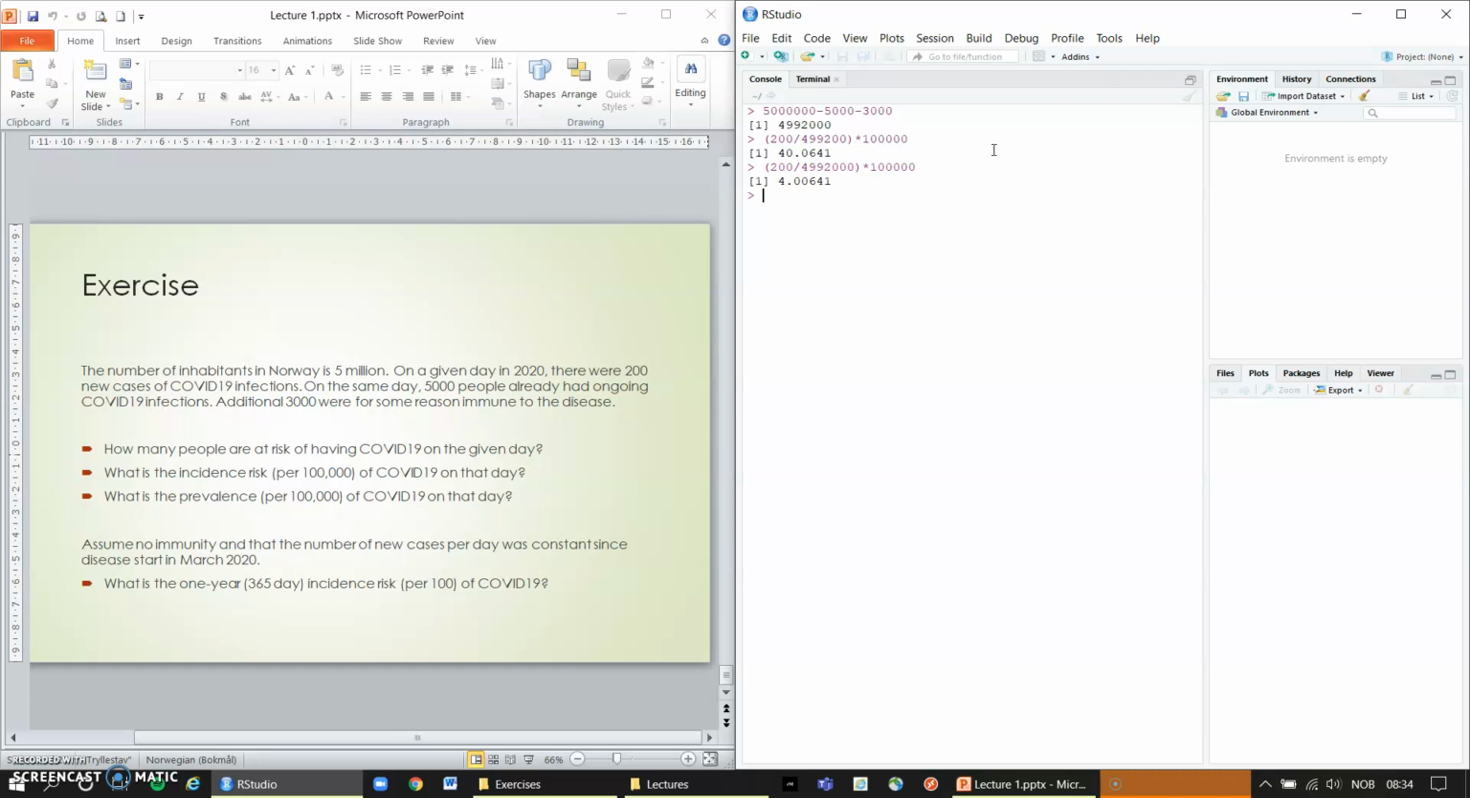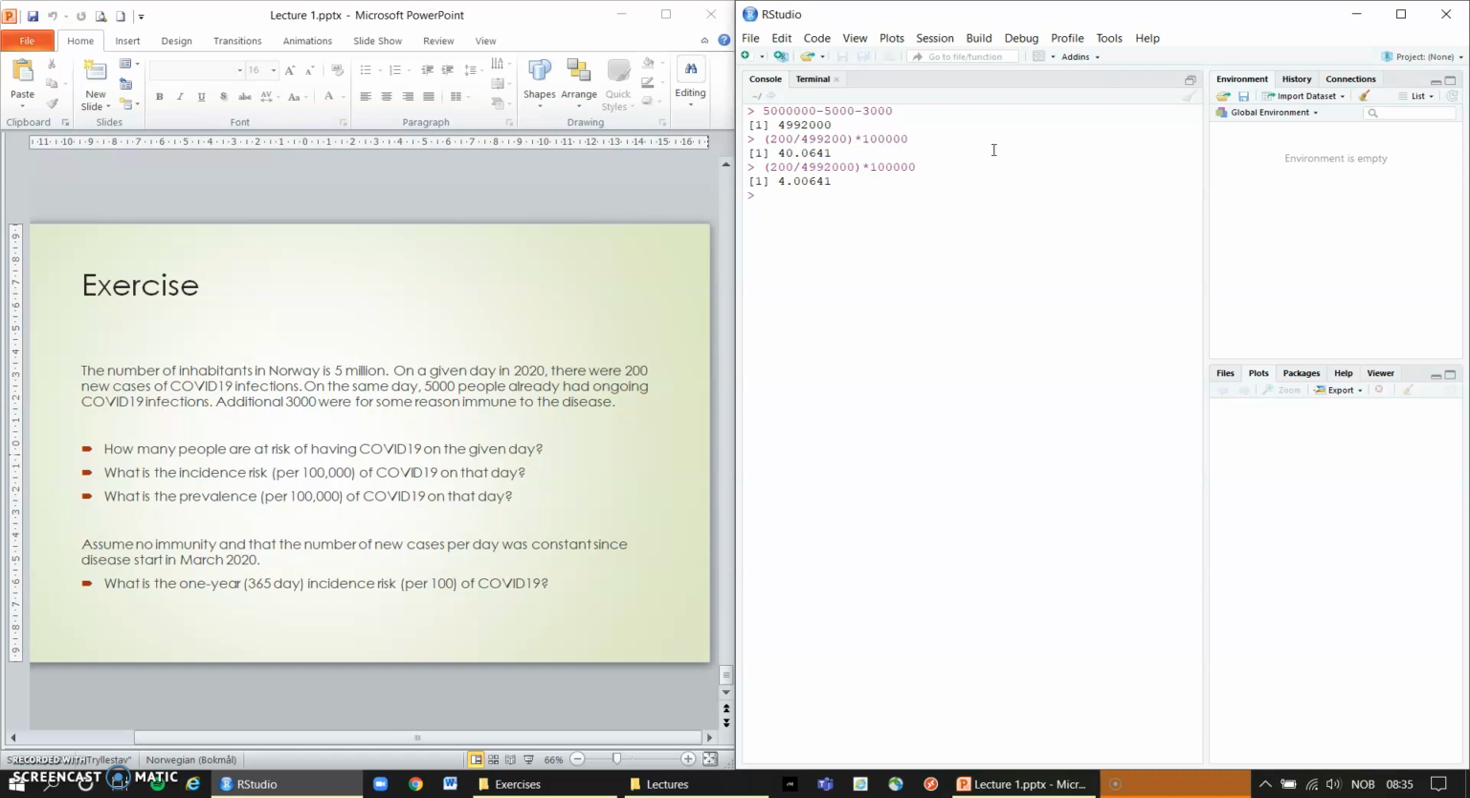In the third question, we are asked to calculate the prevalence of COVID-19 on the same day as before. Using the formula for prevalence, we first calculate the number of persons with the disease at that day and then divide this number by the total population size in Norway at the same day, which was 5 million. Note that as opposed to incidence, the denominator in prevalence does not care whether you are immune or have already acquired the infection. We already had diagnosed 5,000 persons with COVID-19, but on the same day, an additional 200 acquired infection.